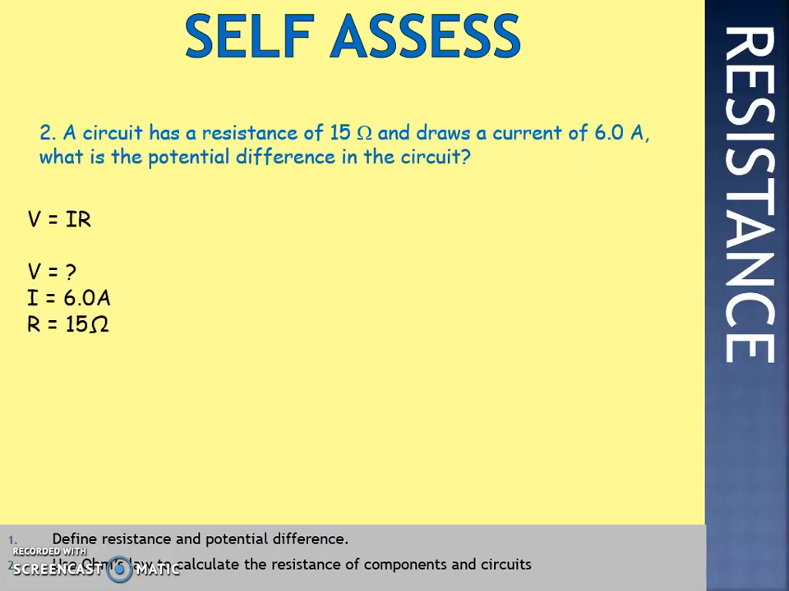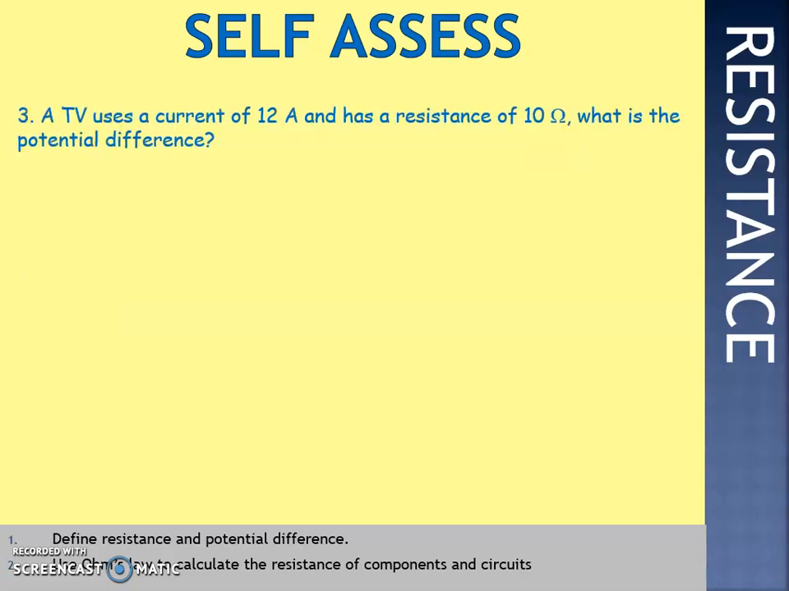Question 2. V equals IR. I'm looking for a potential difference. Current is 6. Resistance is 15. So that would be 6 times 15. Gives me 90 volts.